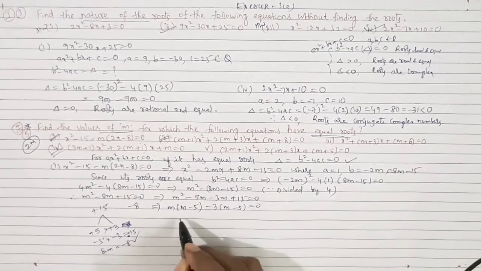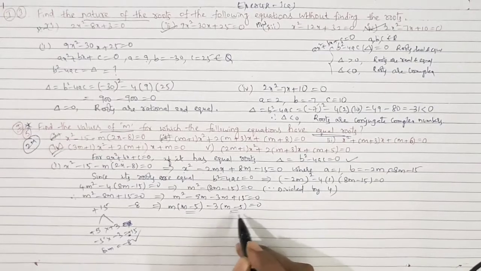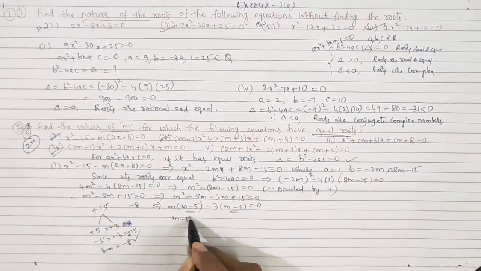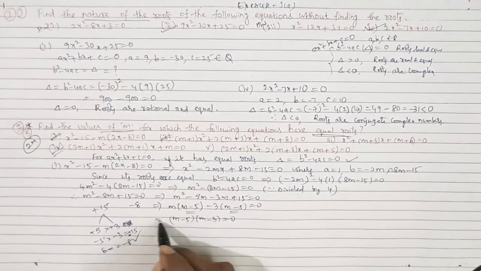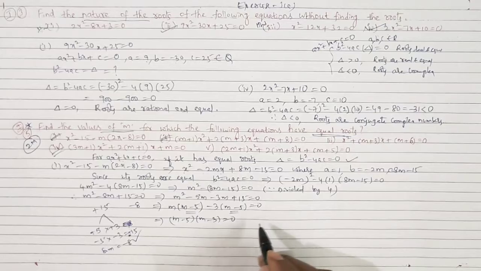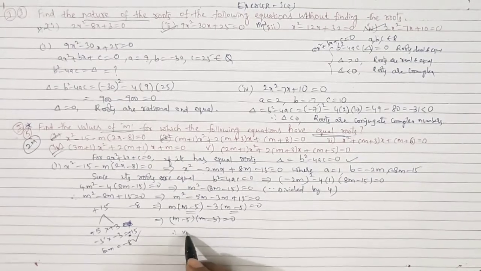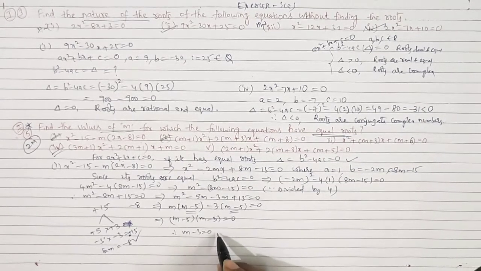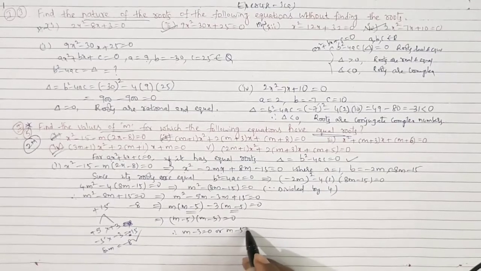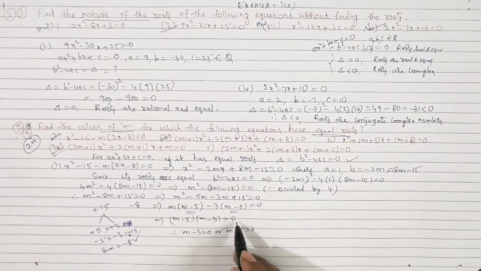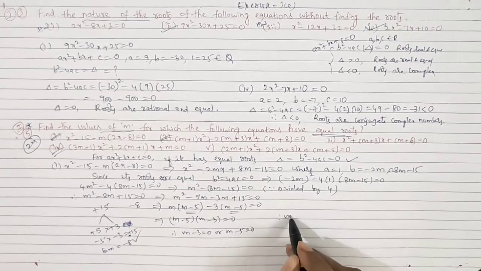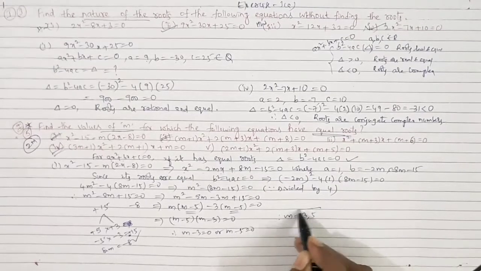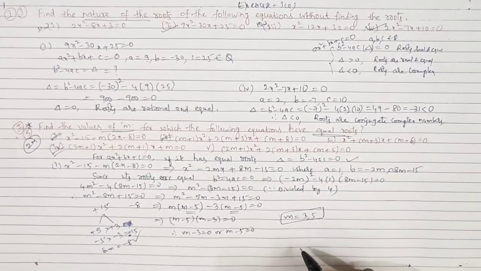Okay. Therefore here, if you observe, m minus 5 is common. So if you take m minus 5 out, the remaining factor is m minus 3. Therefore from here we can write m minus 3 is equal to 0 or m minus 5 is equal to 0. The product of two terms is equal to 0, so either m minus 5 is equal to 0 or m minus 3 is equal to 0. From here we can write that the m values are 3, 5.